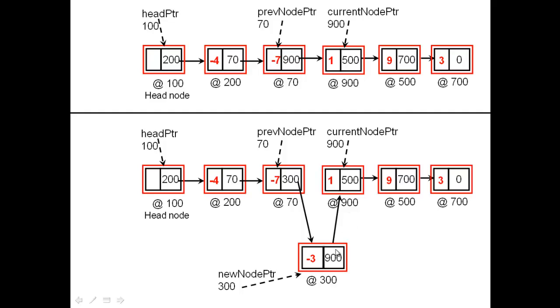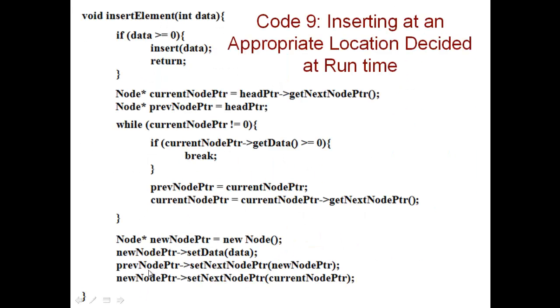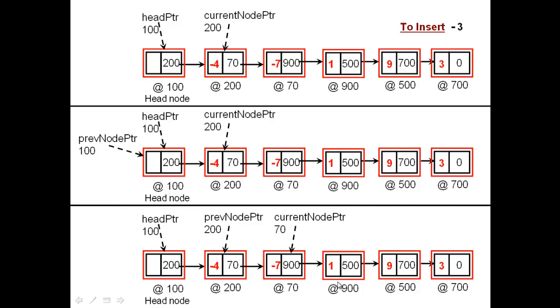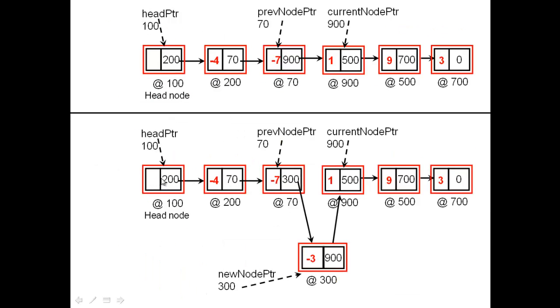And the last thing you have to set up is the link from the new node to the current node. How you can do that is new node pointer arrow set next node pointer to current node pointer, and that will make this 900 the value of the next node pointer in this new node. So that's the last statement that you see, new node pointer arrow set next node pointer to be current node pointer. And that way you have now set up the link from the head node. You can go to -4, -7, -3, and then to 1. Okay. So that's for inserting in between the last negative and the first positive.